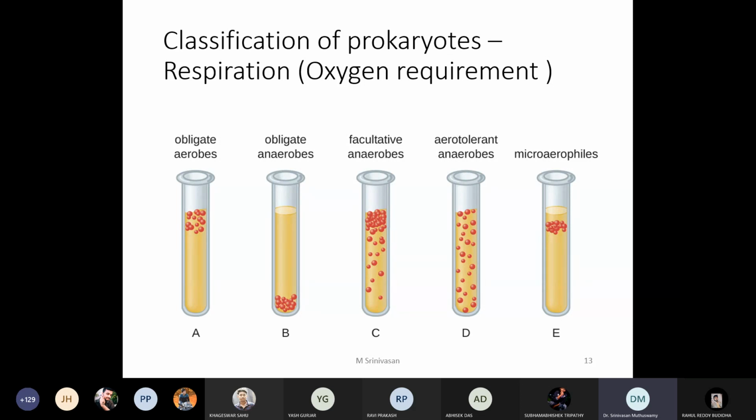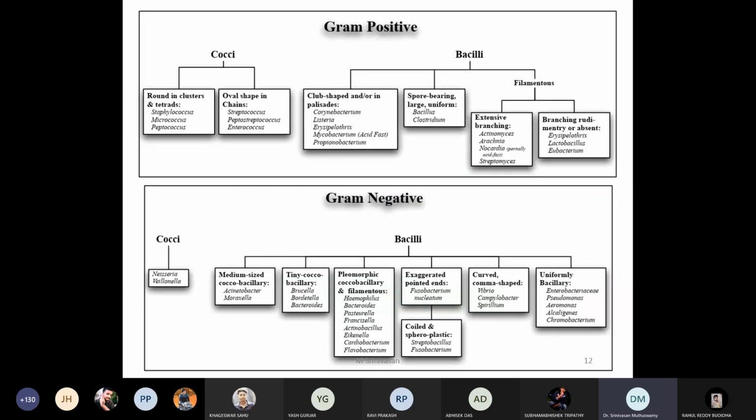So gram staining is used for visualizing the structure of bacteria as well as to differentiate them as gram positive and gram negative. If you use only a single stain, either crystal violet or safranin, it is called a simple stain. And we have just seen how this is classified combining both: gram positive cocci, gram positive bacilli, and similarly gram negative cocci and gram negative bacilli.